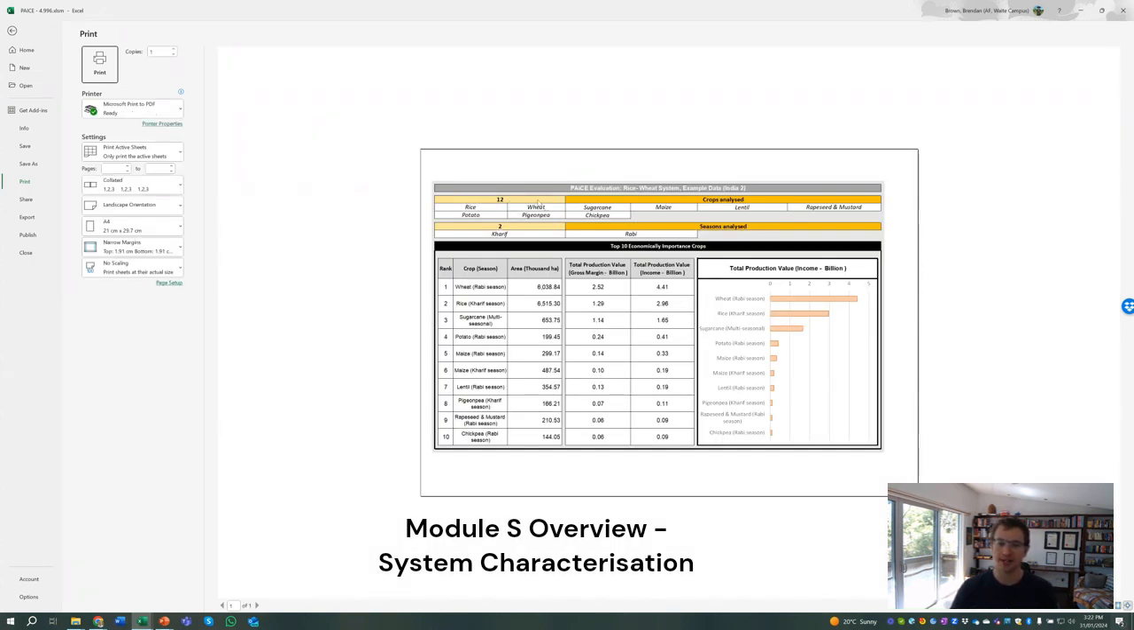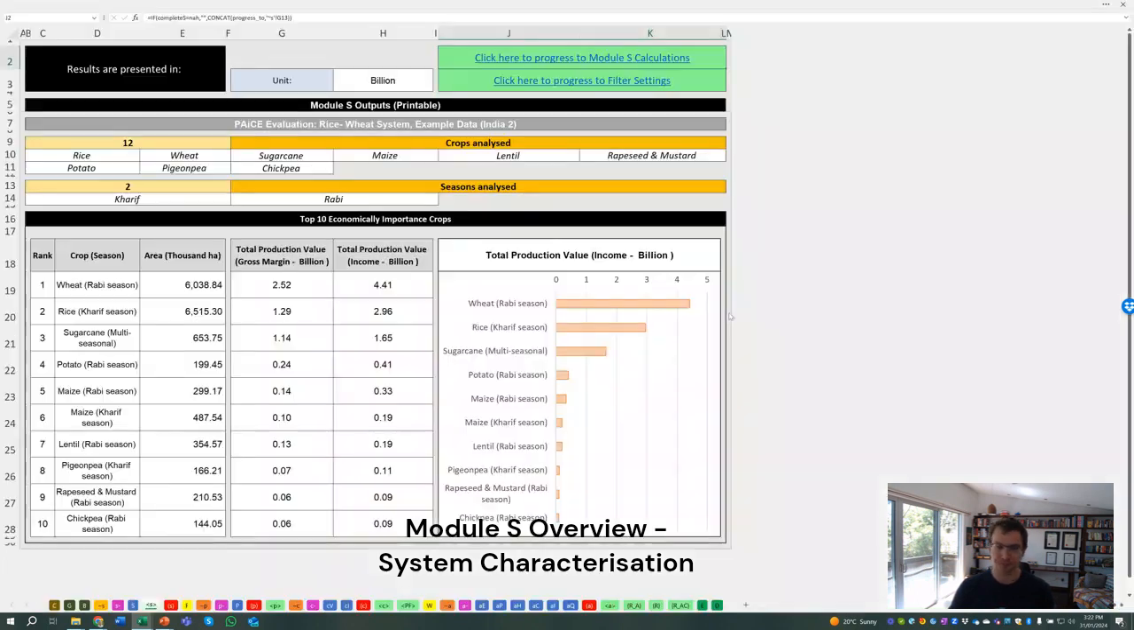In that report, it says that we analyzed this many crops, this many seasons, and these were the results, the top 10 economically important crops in this location. And this is crop by season, the number of hectares, the total value based on the gross margin to farmers, and the total income based on that income per tonne and a figure.